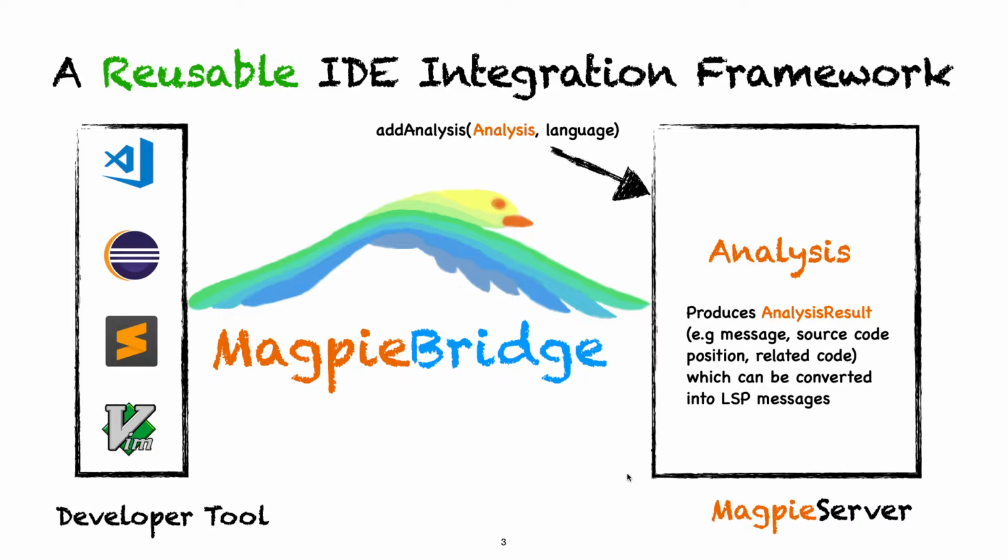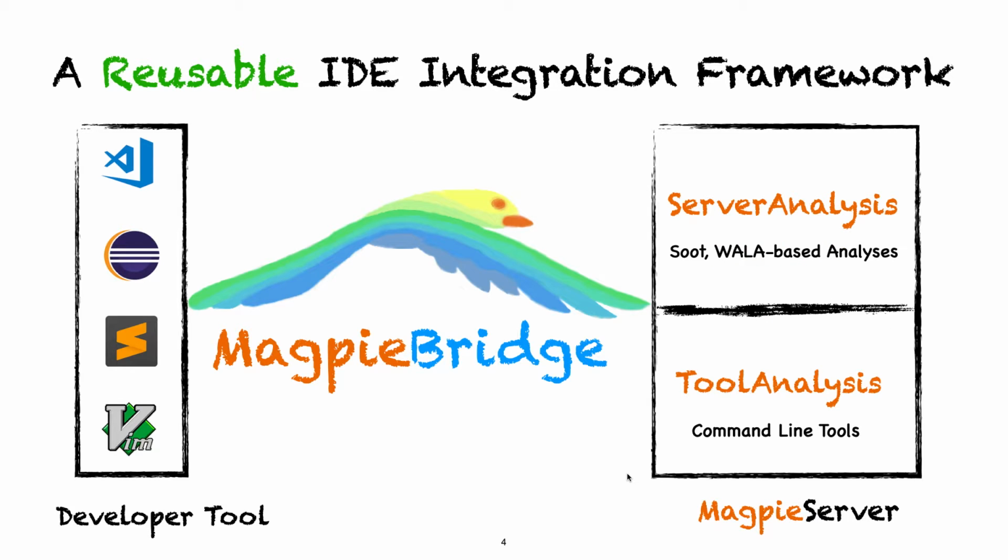In addition, MagpieBridge is flexible. It provides a set of APIs such as the interfaces to analysis results, which allow program analysis writers to run their analysis on the Magpie server. The Magpie server then converts the analysis result into JSON messages which can be understood by the developer tools. This way, analysis writers don't need to care about the implementation of the UI features or displaying the result in the IDEs anymore. They can focus on writing the analysis better.